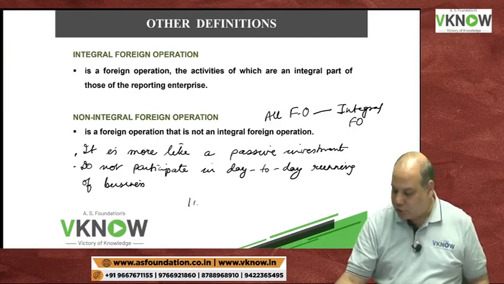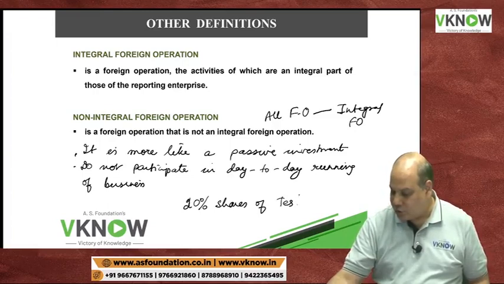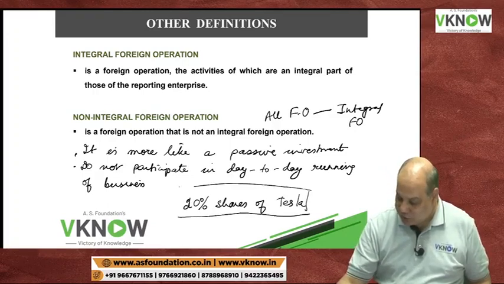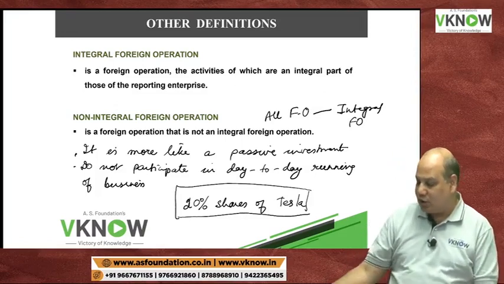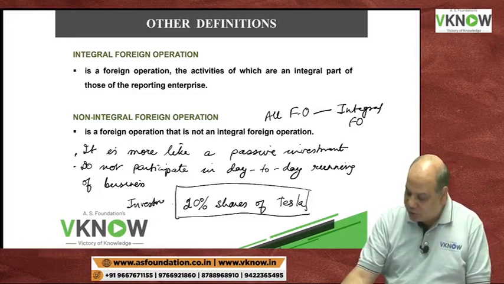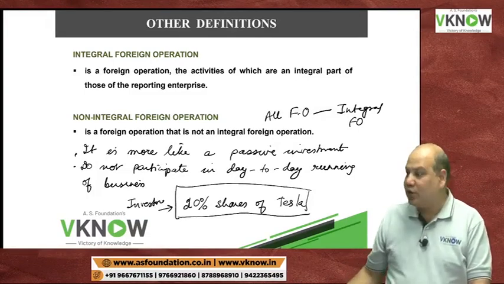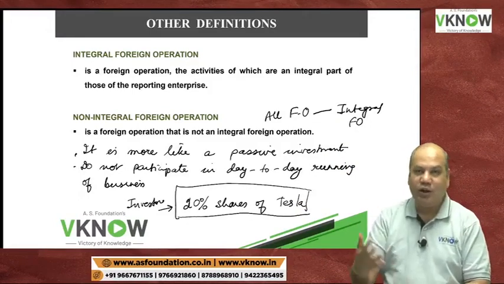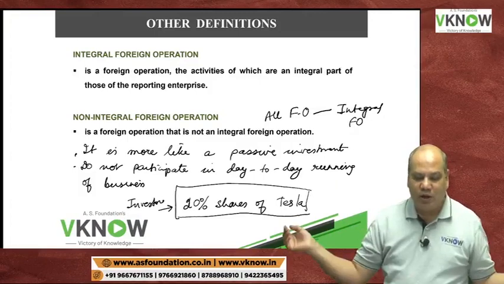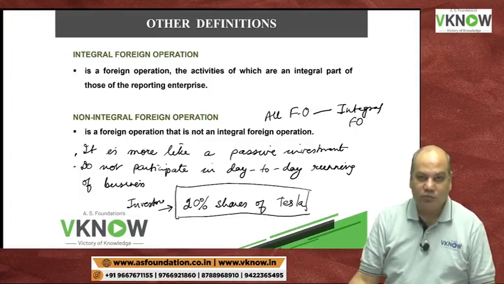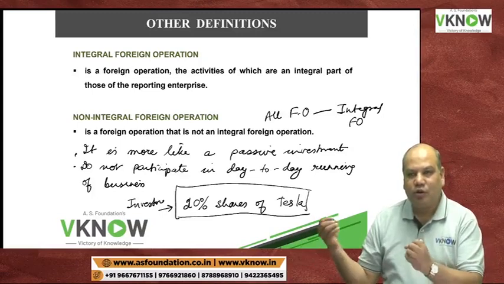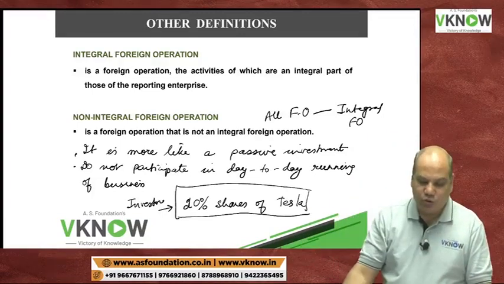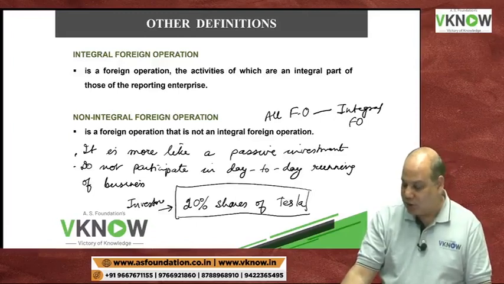Let us say you are holding, for example purpose only, 20% shares of Tesla. Only for example, otherwise you will become a billionaire if in actual you hold 20% share in Tesla. But you are just an investor. You really are not interested in day-to-day management of that business. That you have left to their company only. You know that after 1 year, the price will go up. I will sell the share at a higher price, I will earn capital gain and I will become a billionaire. This is a non-integral foreign operation, because your activity is altogether different from that company and you are not really interested in carrying out day-to-day management and operation of that company.